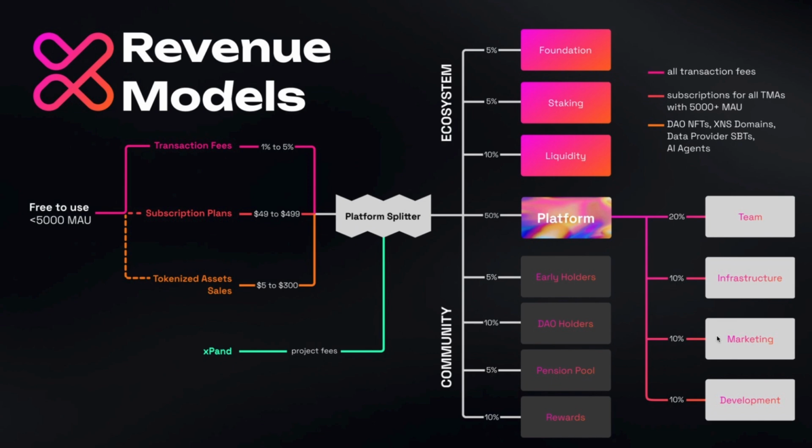10% to the marketing, to fund promotional activities, to grow our community, and to fuel partnerships and events. And 10% to development, so to continue supporting ongoing development, bug fixes, new integrations, or whatsoever. So let's focus on the ecosystem part. Very interesting, because here, and the community, of course, but let's see how it works as a whole.